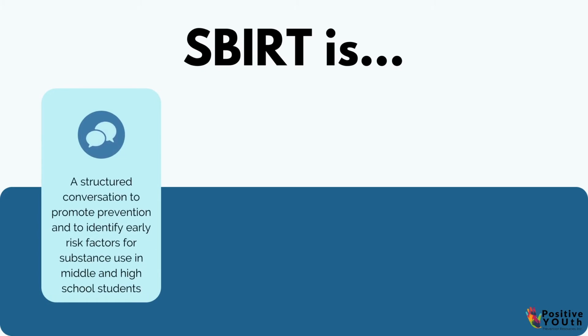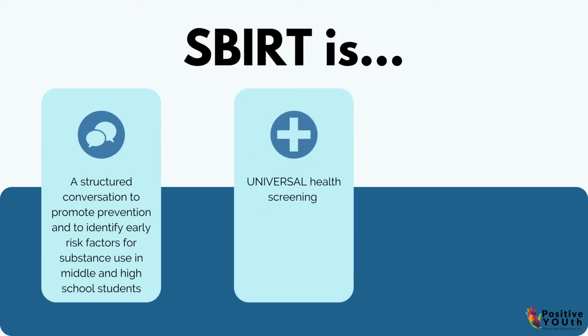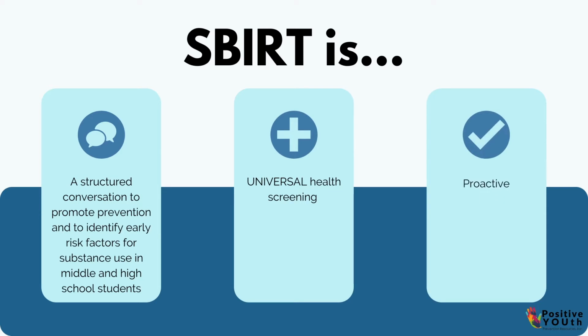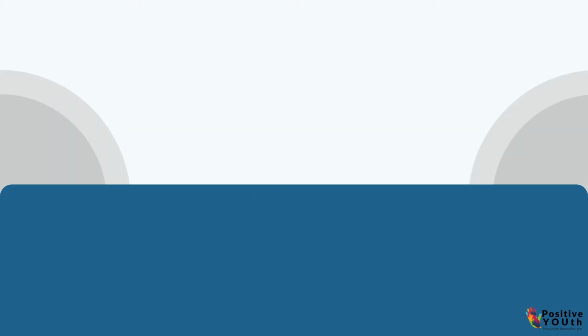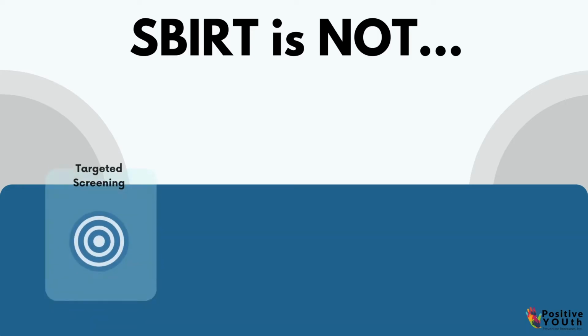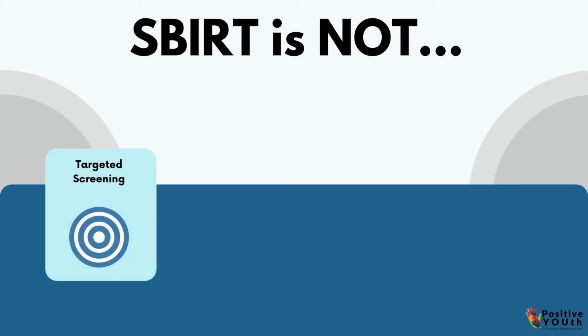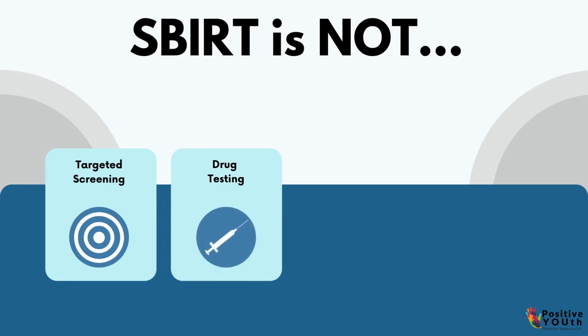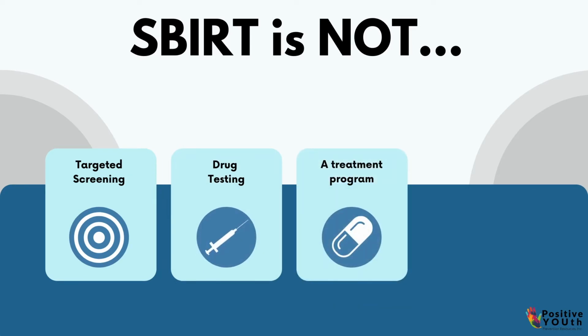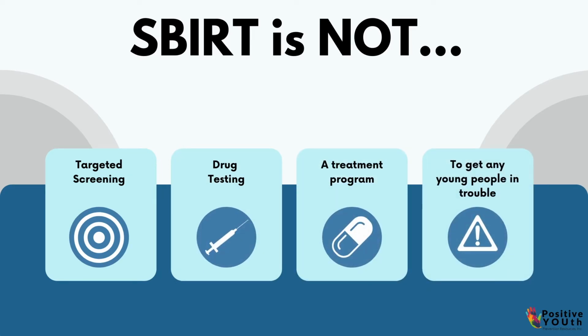SBIRT is a structured conversation to promote prevention and to identify early risk factors for substance use in middle and high school students. A universal health screening. This should be just as routine as checking height, weight, sight, and hearing. And proactive. It's identifying risky behavior before there is a major problem. SBIRT is not a targeted screening. All patients are screened. SBIRT is not drug testing, a treatment program, or to get any patients in trouble.